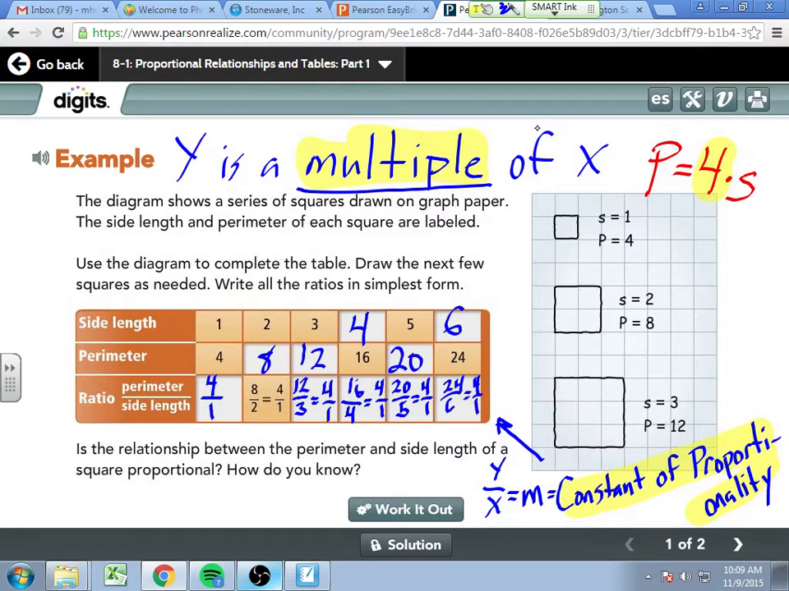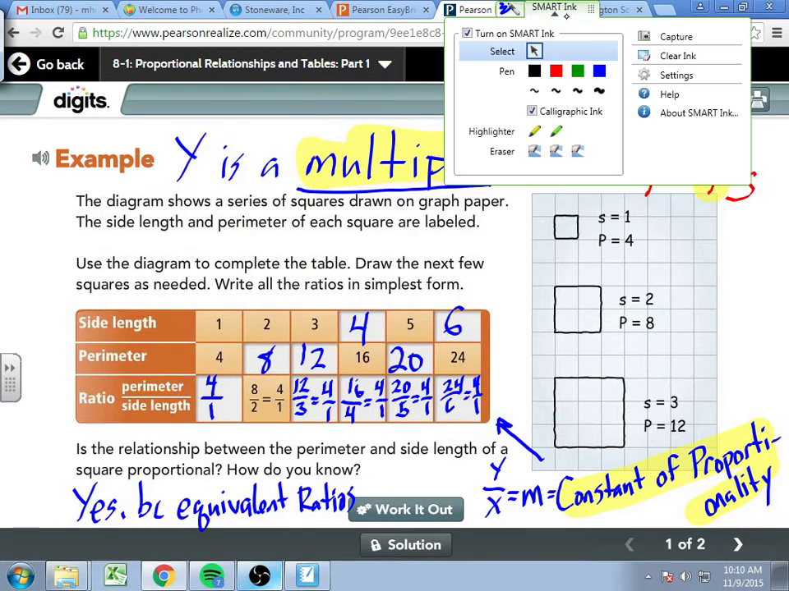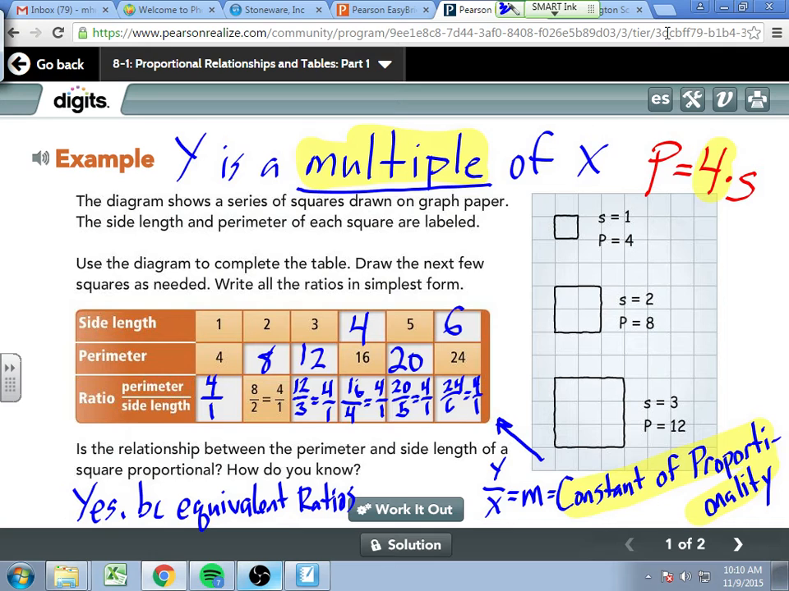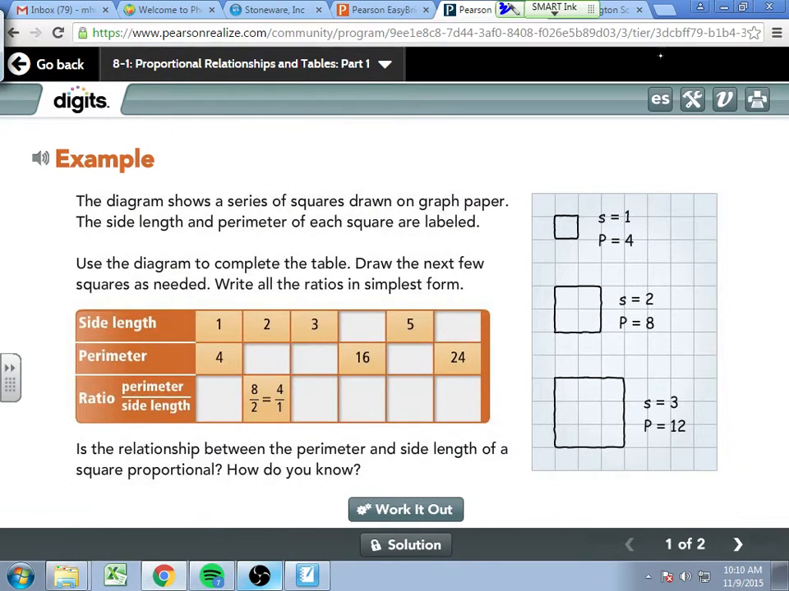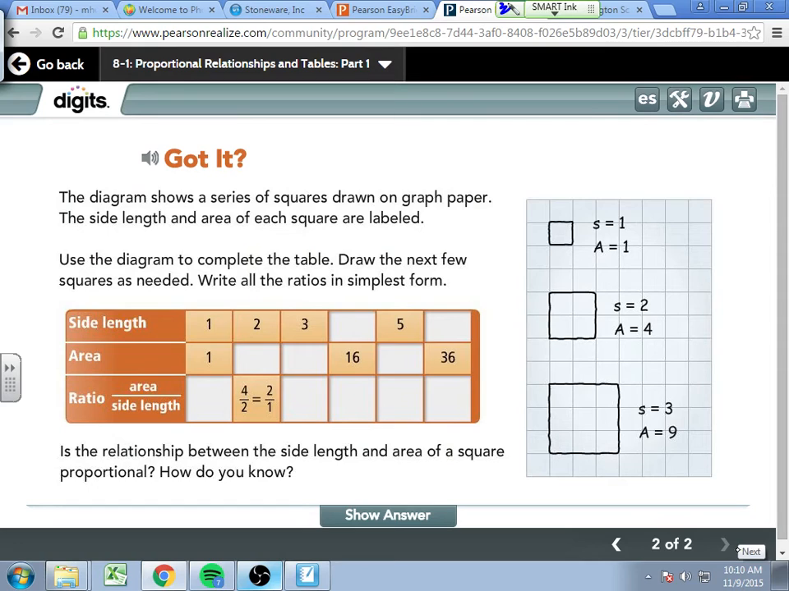So right below that where it says, does the table show a proportional relationship? Yes. And the reason why is all my ratios are equivalent. So yes, it is proportional because equivalent ratios. Try the next one. But the next one is dealing with area, not perimeter. So think about the area, but it's still a square. So area is still the side length squared.